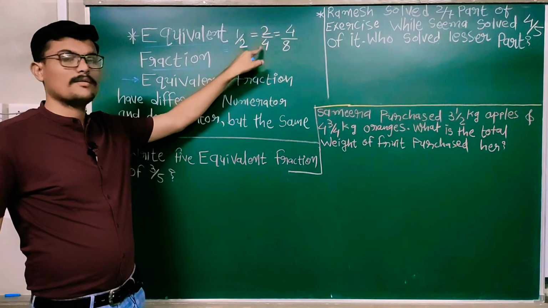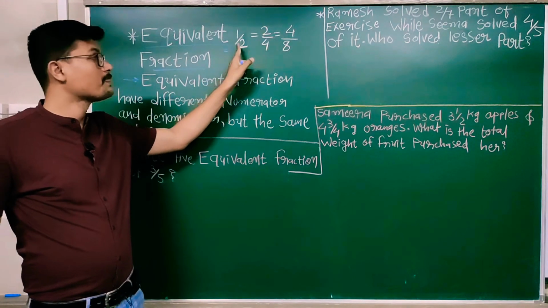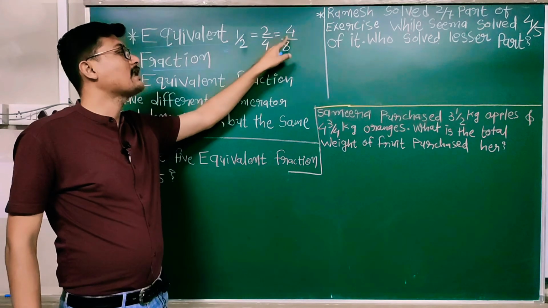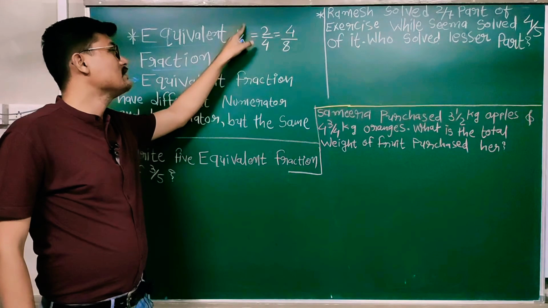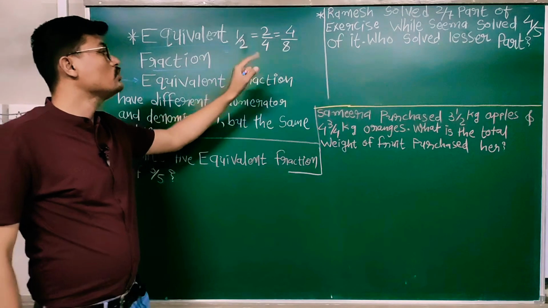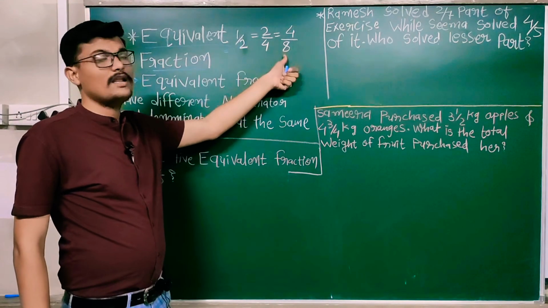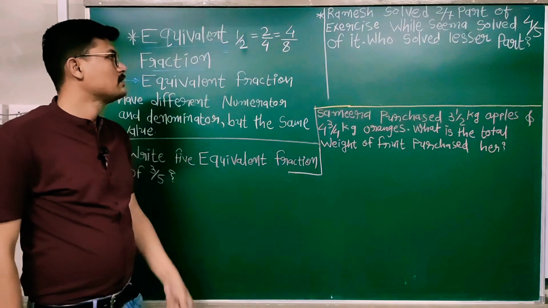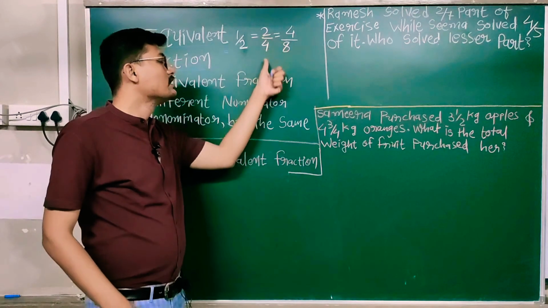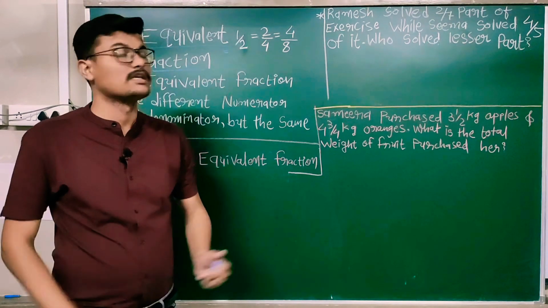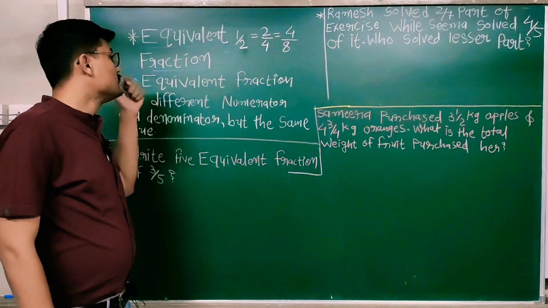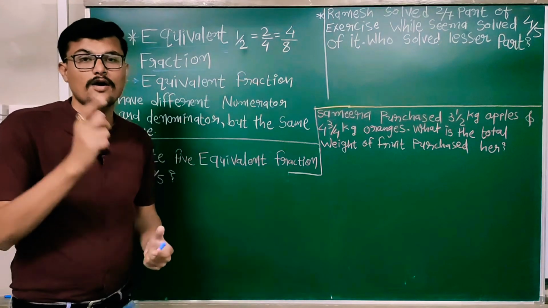If I cut the top and bottom number, I will get 1/2. The denominator and numerator are both different, and if I cut them together, I will get 1/2. So you can say these three fractions are different, but the main value is the same. When we cut the top number and bottom number, we get the same fraction. That is why we say these are equivalent fractions.